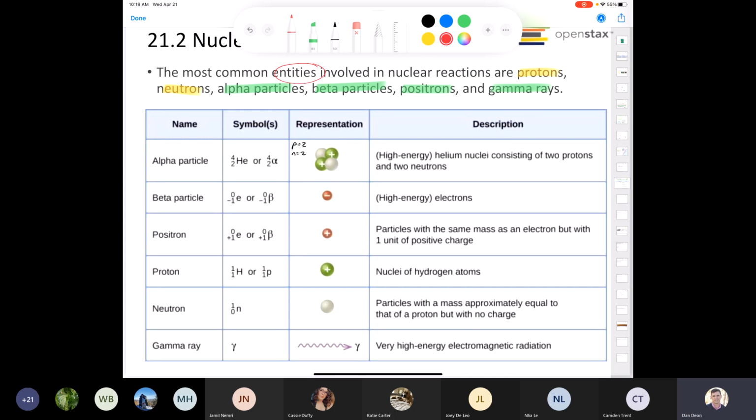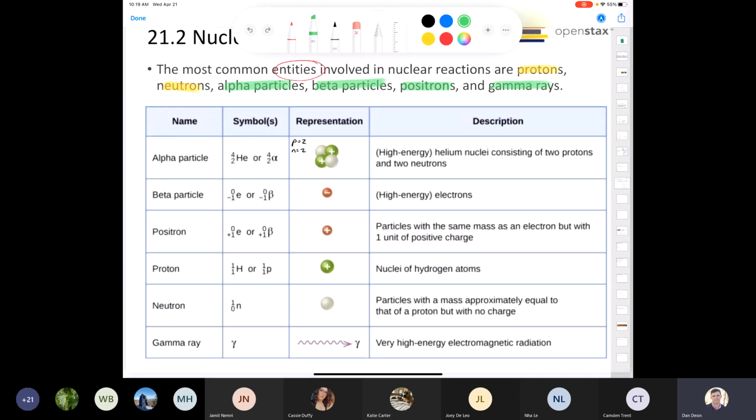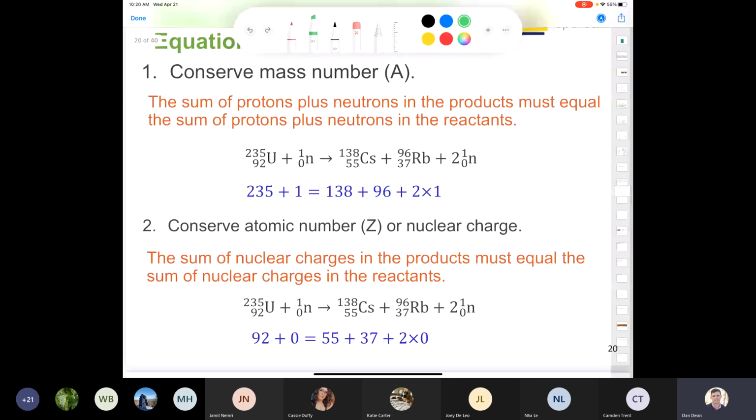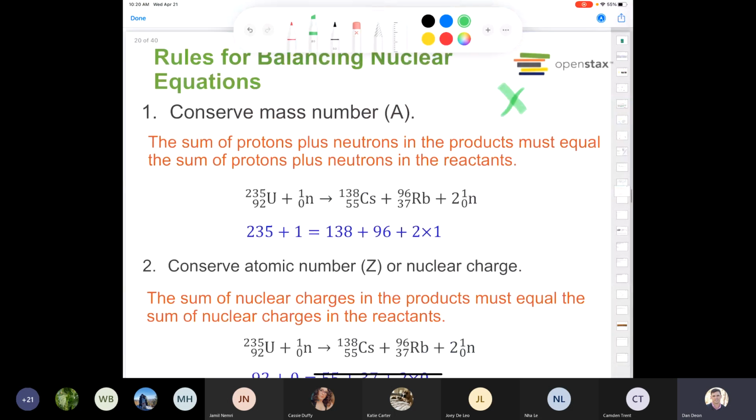Well, how would we use any of these entities in a balanced nuclear equation? In order for us to use any of these entities in a balanced nuclear equation, we have to cover a couple of rules. And I promise that this is not difficult. It's very rare that I say not difficult in chemistry class, but if you can add and subtract, you, my friend, can balance nuclear equations. What you have to keep in mind is that you want to conserve mass number, right? Mass number is A. So if we write our element X, we have A as the mass number and Z as the atomic number.